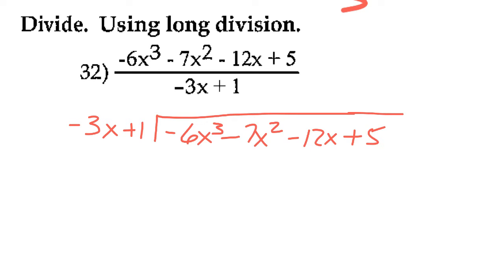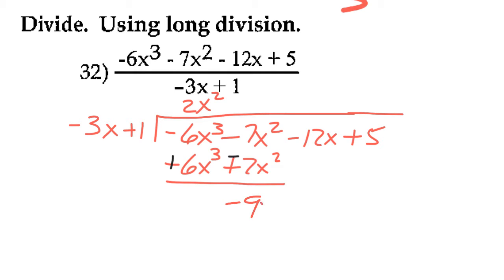And I believe that would have to be 2x squared. And then 2x squared times literally negative 3x is negative 6x cubed. And 2x squared times 1 is as well 2x squared. We will change the signs. Change and change. And we will add down. Okay, we're going to add down and we get nothing. And we also get negative 9x squared.